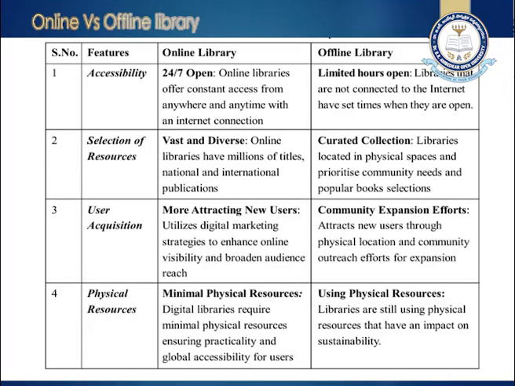Online-offline blending. Accessibility: the online library is open 24/7. All the resources, millions of resources and online databases, are there from the internet. The offline library meets only the physical resource needs of the community. Selection of resources: online is vast and diverse, with millions of articles from millions of databases and publishers, whereas in a curated collection, physical libraries only prioritize community needs and only some popular books for that community.